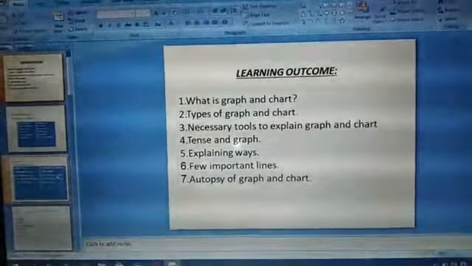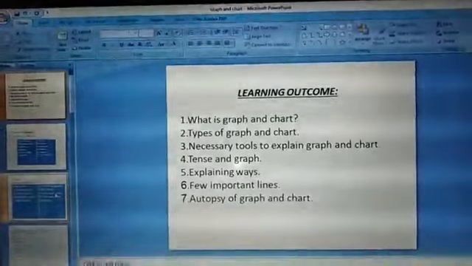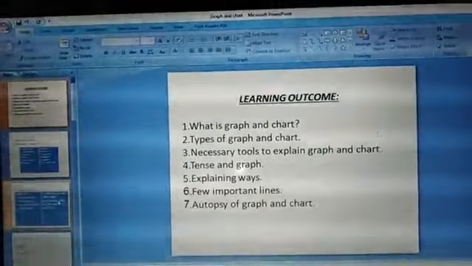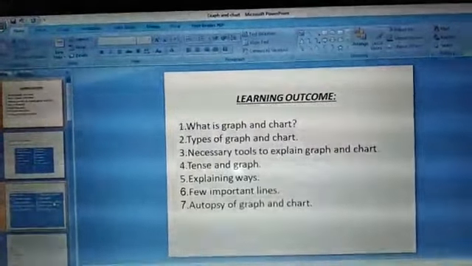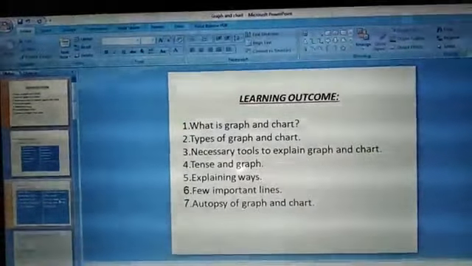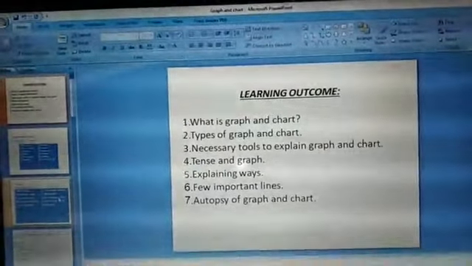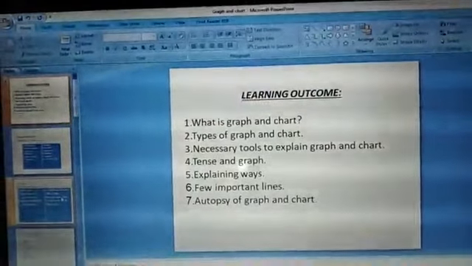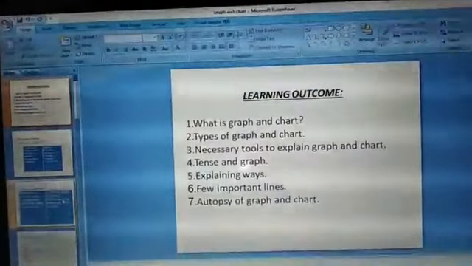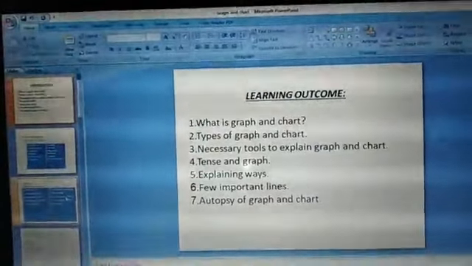Do you know what autopsy is? Autopsy means post-mortem. When a man dies accidentally, the doctor does it. Post-mortem is the synonym of autopsy. Today we will work on graph and chart: how can we make a good graph and chart, and how can we explain a good graph and chart?